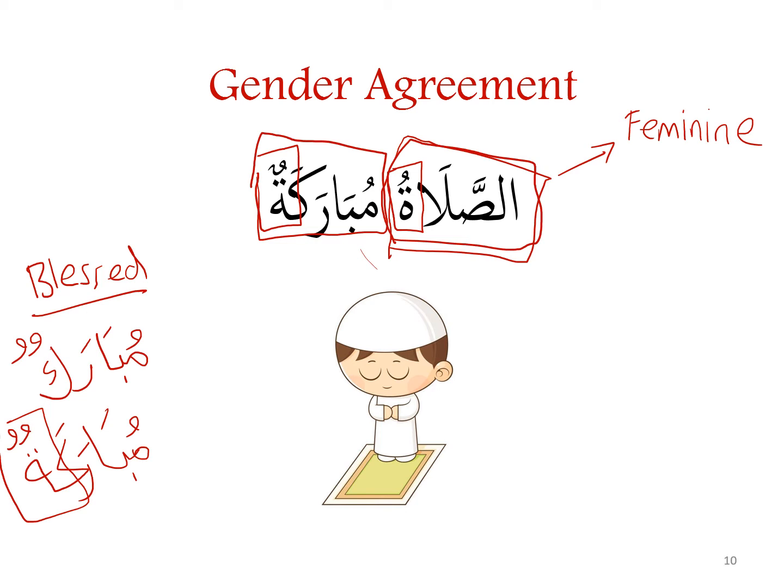Now in this case we have as-salatu, the subject of this sentence, the prayer. It's a feminine word. So the adjective that we choose to use from the two options is the feminine one, because the genders need to match with each other. So it'll be incorrect to say as-salatu mubarakun, to use this masculine adjective. That will be grammatically incorrect.